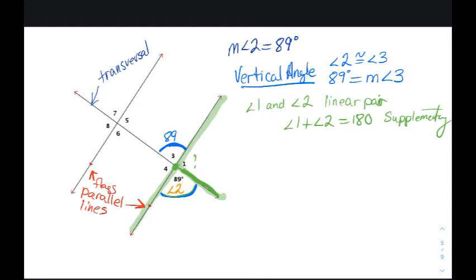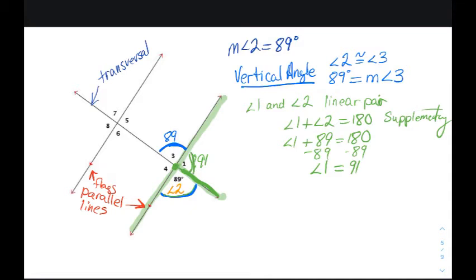So angle 1 is what we're looking for. Angle 2 was 89. Subtract the 89. So we find that angle 1 is equal to 91. Okay, so write that in here.